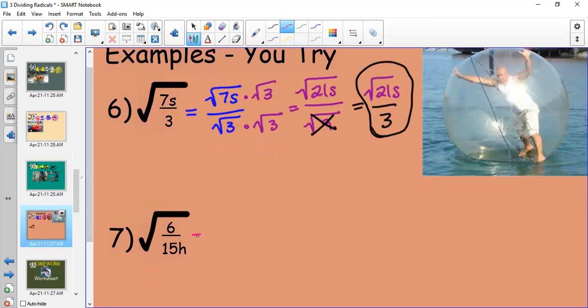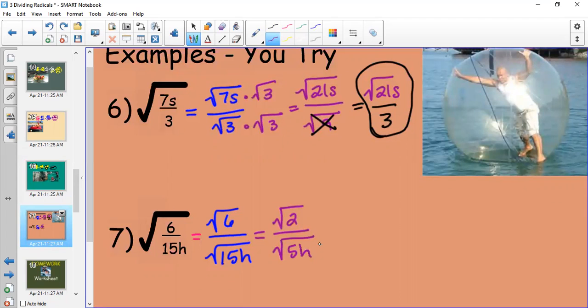All right, number 7 here. We're going to split square root of 6 over square root of 15h. They're both inside, so I can simplify here. I'm going to divide them both by 3. That would give me the square root of 2 and the square root of 5h.